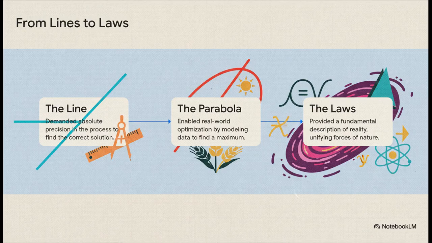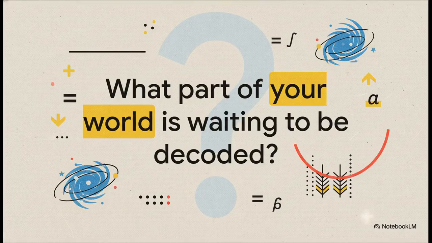Think about it. We started with the humble line. That taught us that the process, being precise and repeatable, is everything. Then, we moved up to the parabola. That showed us how to take real-world data and turn it into a tool for optimization, for finding that perfect sweet spot. And finally, we zoomed all the way out to Maxwell's equations, which gave us a description of reality so profound it revealed what light actually is, from a line to a harvest to the universe. You see, each level we looked at revealed a deeper and deeper layer of understanding.